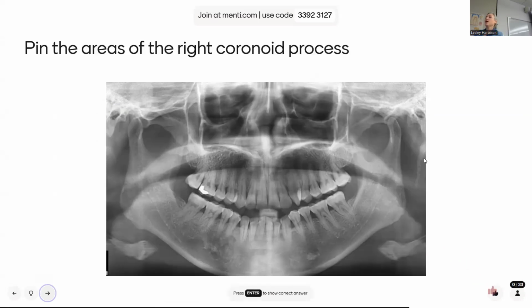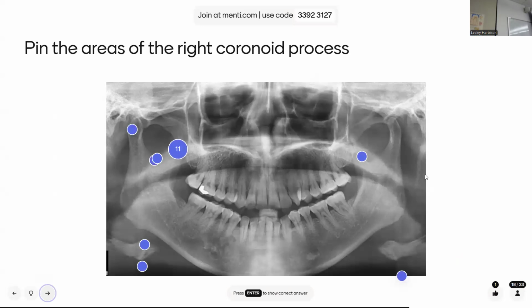Okay, next one. Pin the area of the right coronoid process. Yeah, that is the styloid. It's a long one, actually. That's a really long styloid. Looks like an icicle. And you can see it over here. Actually, I should have made that a pin. Darn it. You've got to know that, though. It's a styloid process.